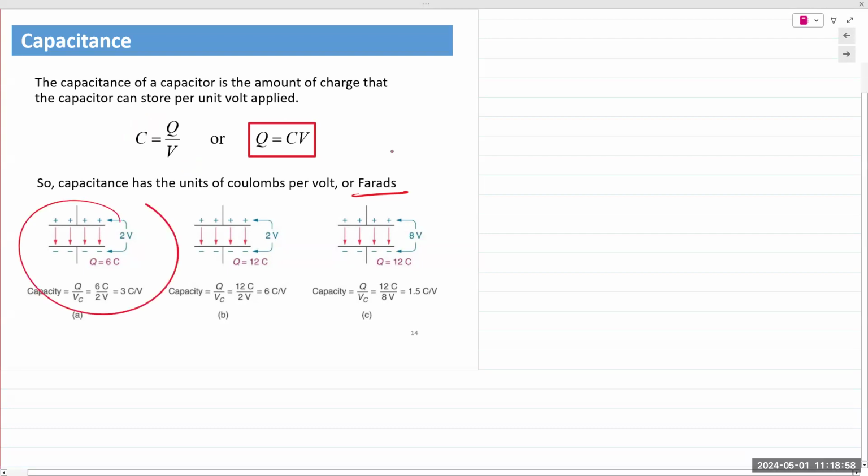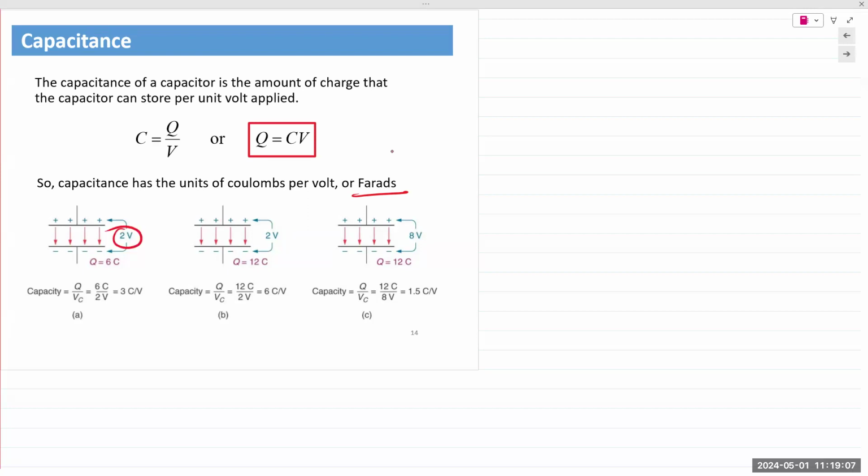So, example A, and you don't have to write anything down. This is just conceptual. Okay. Example A, we have an applied voltage of 2 volts. We are storing 6 coulombs of charge. So the measured capacitance required would be 3 farads. Okay, 3 farads of capacitance can store 6 coulombs of charge if you apply 2 volts.